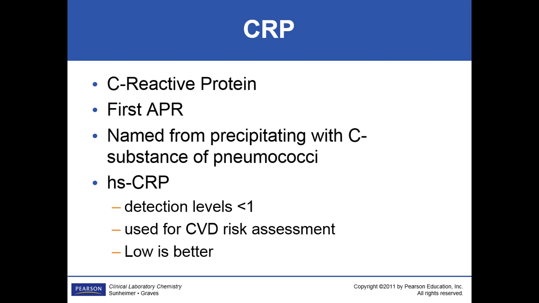So you may have an older method that just gives you down to a certain number, and it's just called a CRP. But most places now have what they call the HSCRP, meaning it goes pretty low. So the decimals are very important.